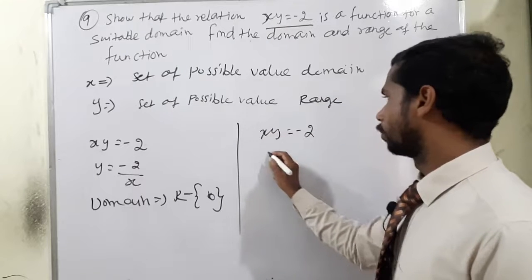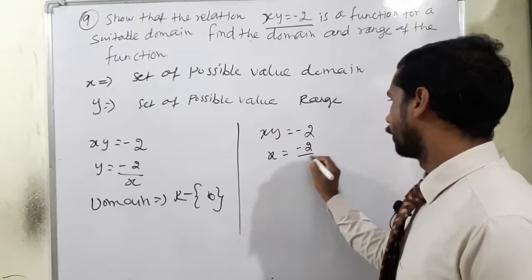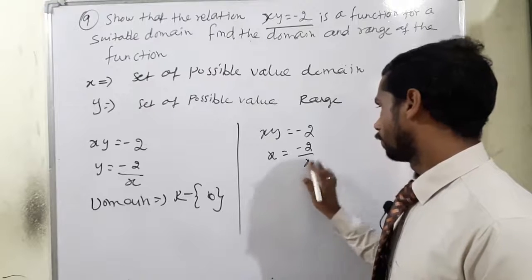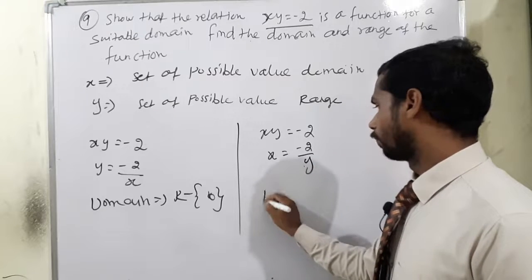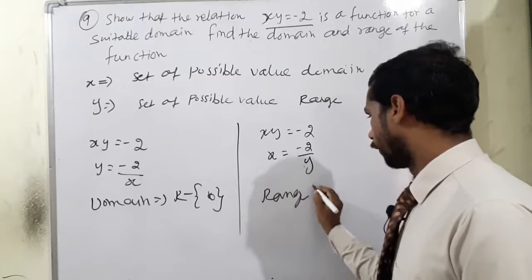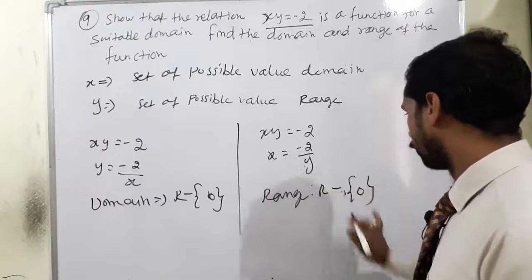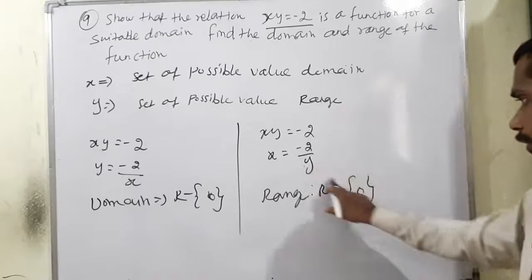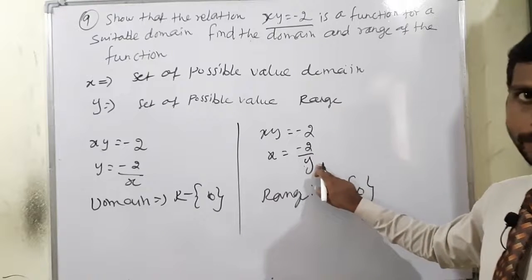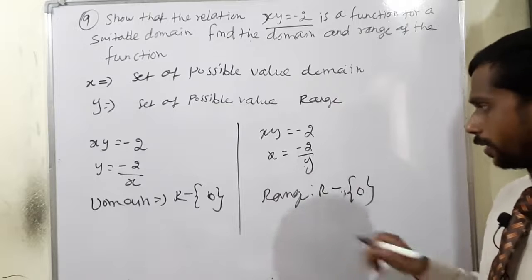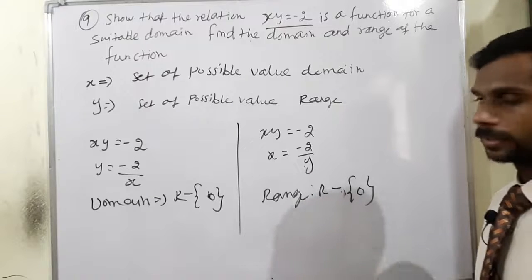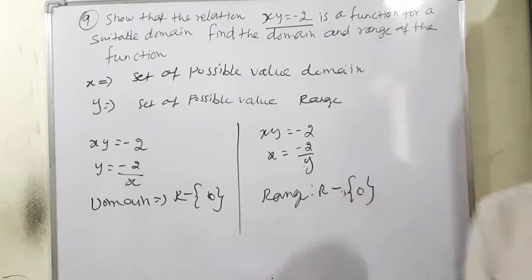xy is equal to minus 2 means x is equal to minus 2 by y. Therefore, the range, here also, is all the real values possible except 0. Here also, if y is 0, a number divided by 0 is not defined. It is not a function. That is why the range is all the real values except 0. Okay. I will continue with the next question.